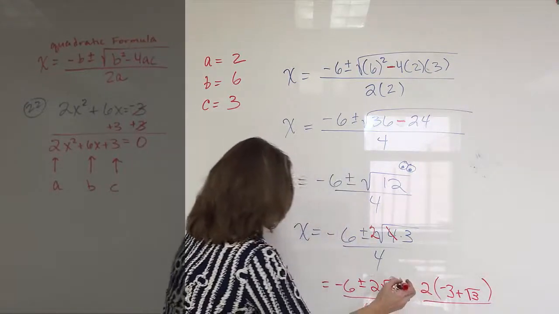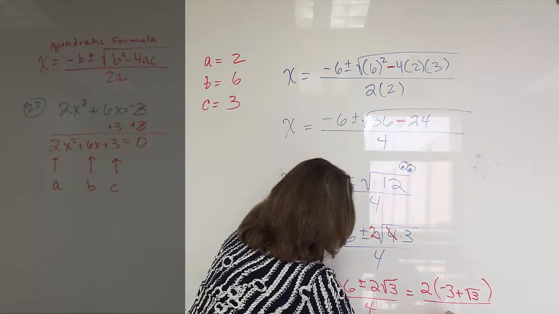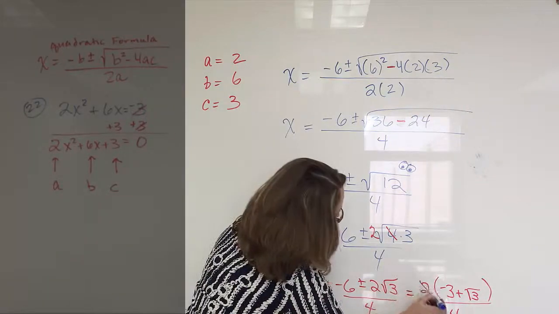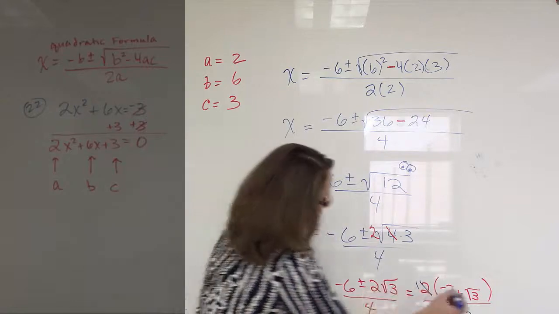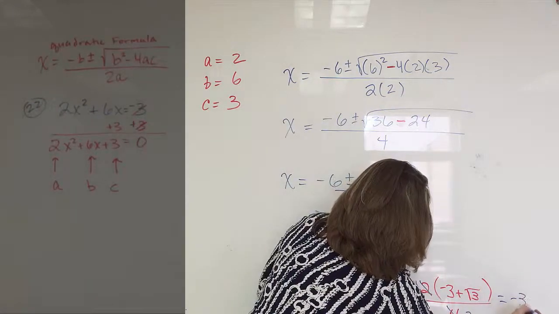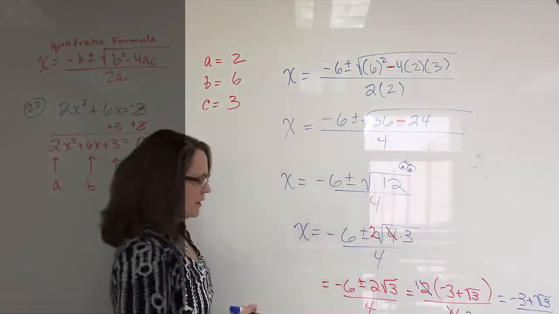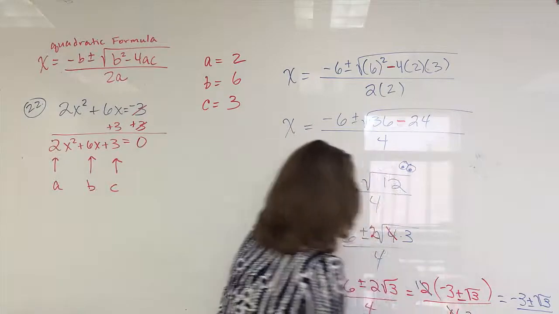Oh, don't lose your sign. No, it's okay. Pulled out a positive 2. And then if I have 4, then this 2 and this 4 can simplify. 2 goes into 2 once, 2 goes into 4 2 times. And that then would be my final answer. I would have negative 3 plus the square root of 3 over 2. Oh, plus or minus. I lost my double sign.